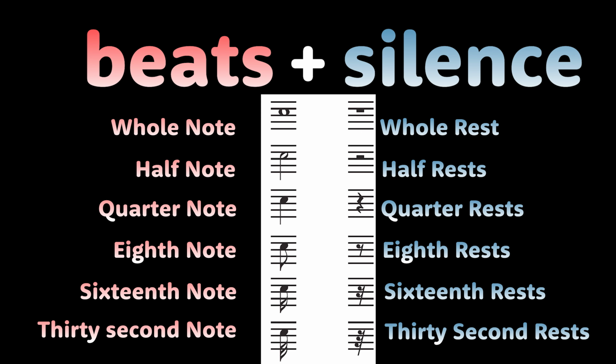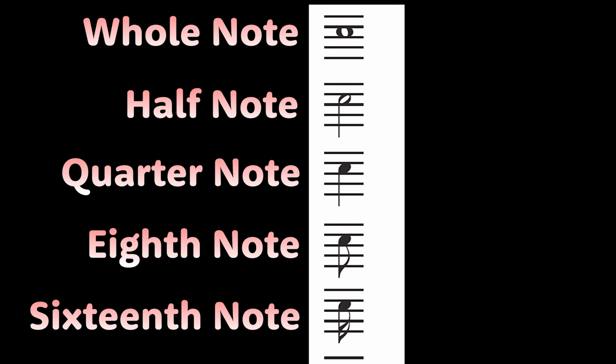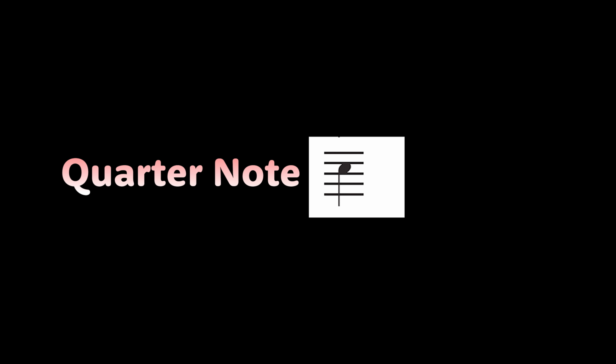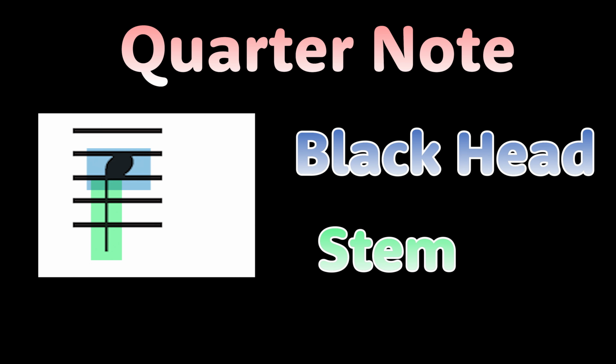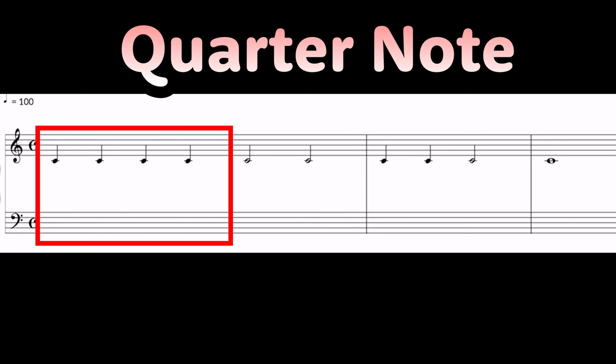Now let's talk about notes. A musical note indicates pitch and duration. The value of a note is shown by its type. Starting with the quarter note, 1 beat, it's a filled-in, black note head with a stem. Why quarter? In 4 quarters time, it's like a quarter of the measure.